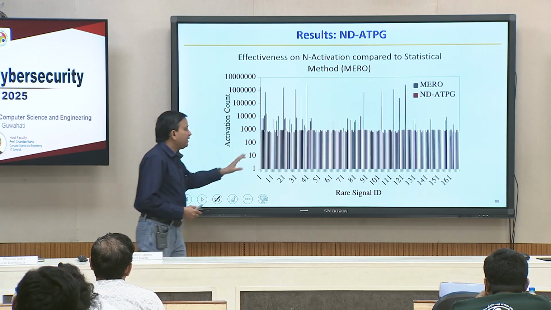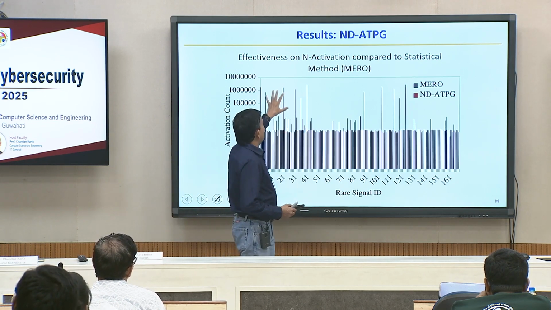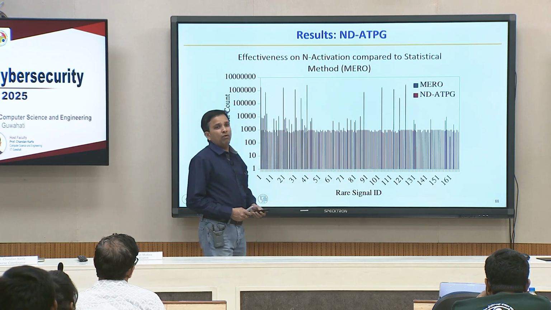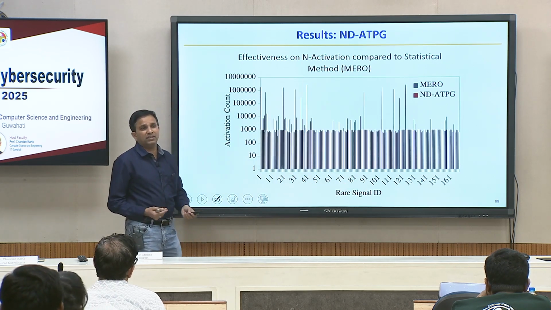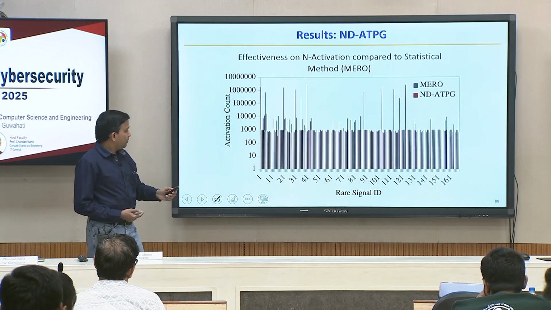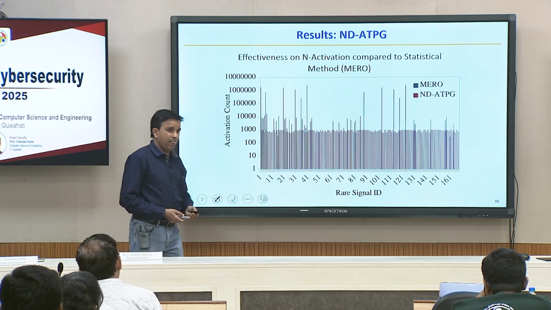If you can make it N, then all the statistical guarantees hold, but in real life if some of the rare signals are very high, some are very low, none of them are N, then statistical guarantees will not hold, and that is why you will not get 100% Trojan coverage. Any question on this particular idea?